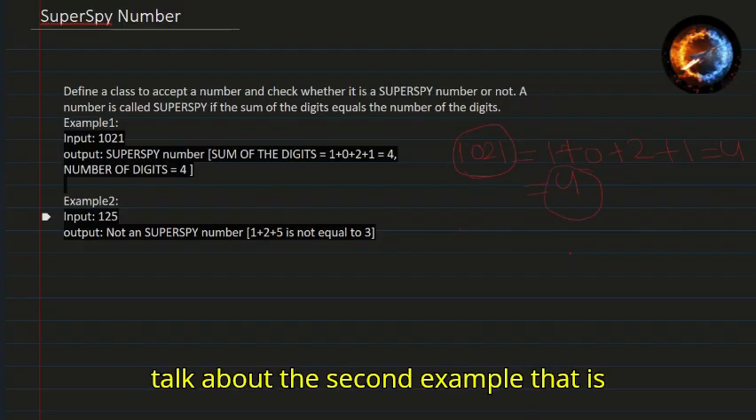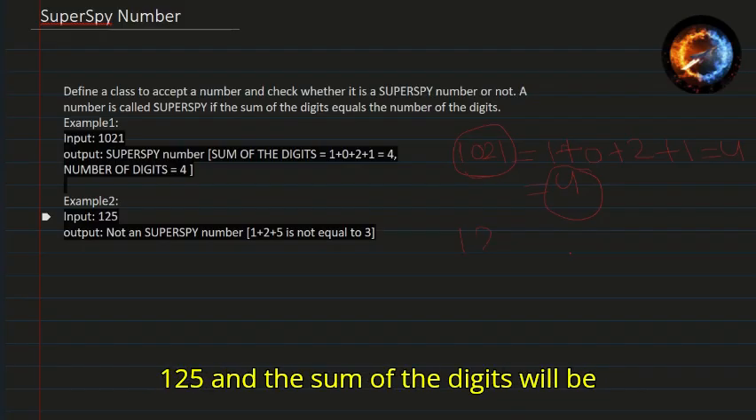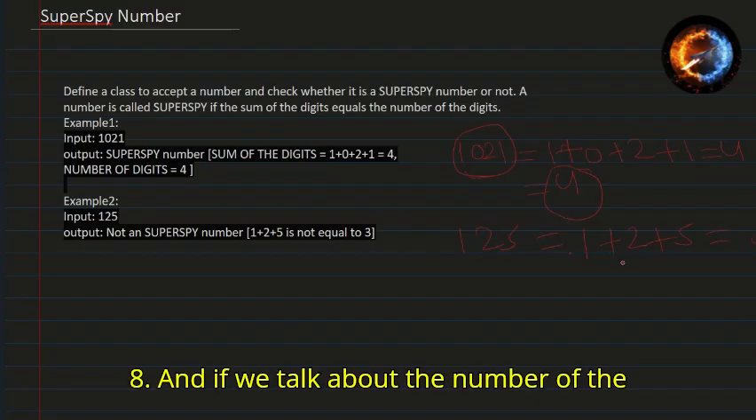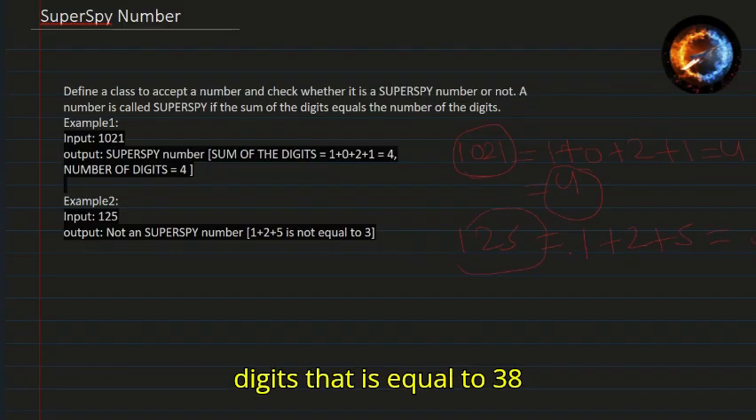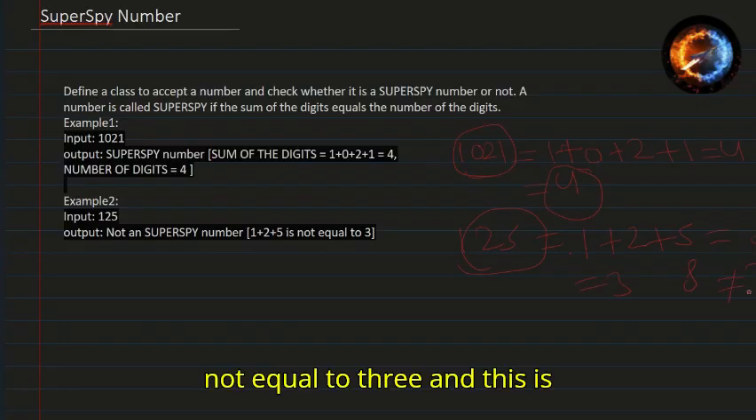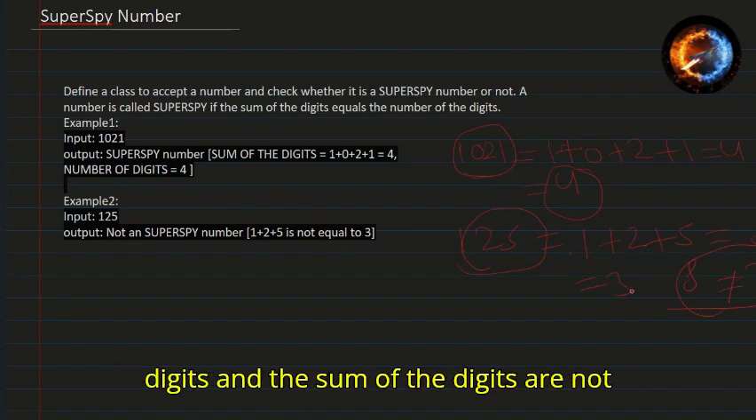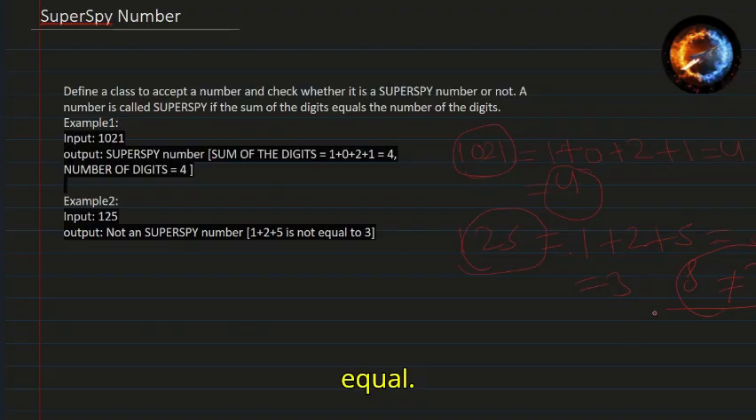And if we talk about the second example, that is 125, the sum of the digits will be 1 plus 2 plus 5, that is equal to 8. And the number of digits is equal to 3. 8 is not equal to 3, and this is not a super spy number because the number of digits and the sum of the digits are not equal.